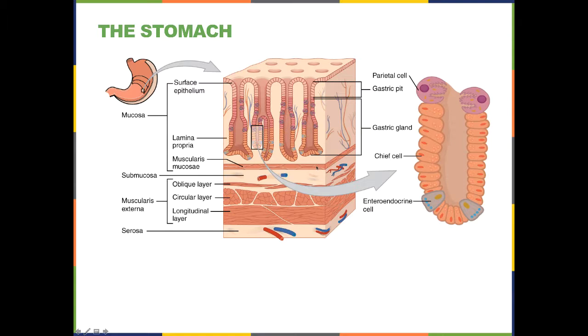The muscularis mucosa is a small muscle layer that separates the mucosa from the muscle layer, and there are three muscle layers. There's the longitudinal muscle layer, the circular muscle layer, and then the oblique muscle layer, and these act together to form the peristaltic wave. And then lastly, the outside part of the stomach is called the serosa.